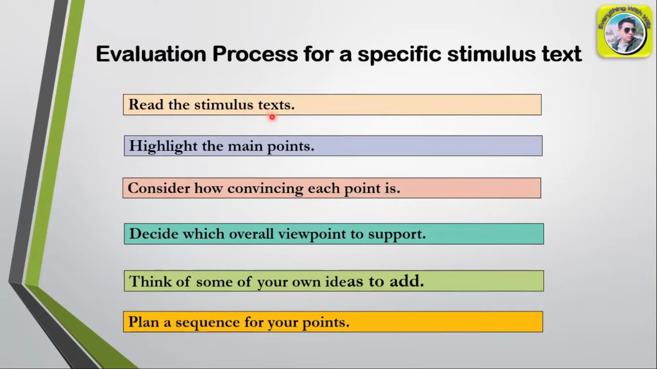Read the stimulus text and highlight the main points, like advantages and disadvantages, in that one text or two texts. Consider how convincing each point is. Decide which overall point to support, like whether you're going to support the advantages or the disadvantages. Decide your strength. Think of some of your own ideas to add.